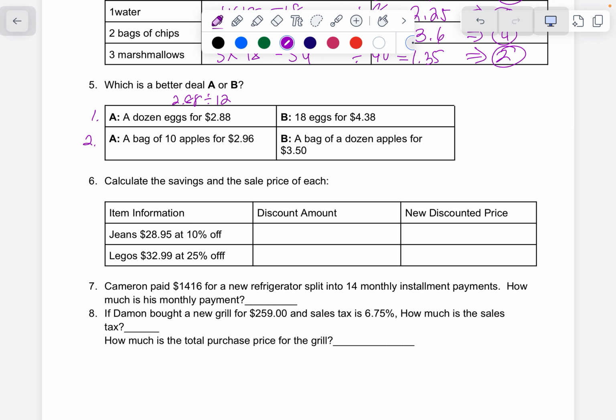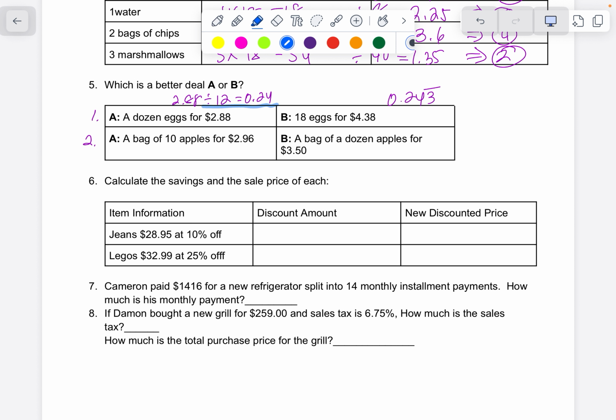And then 18, we have to divide into 4.38. So you put into your calculator always the price, then the quantity. And it is 0.243 repeated. Which is the smaller number, 0.24 or 0.243? Which is smaller? Yeah, the 0.24 has a 0 after that next number, so it's your better deal. So just tell me, in that case, A is your better deal.